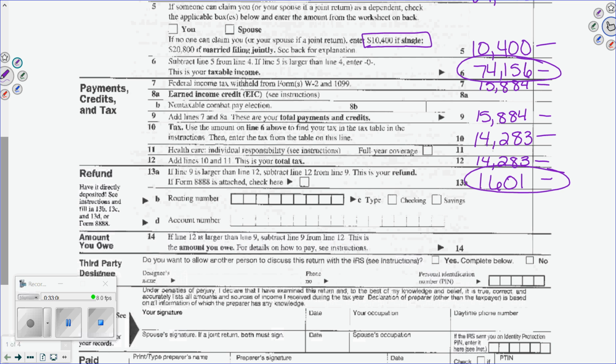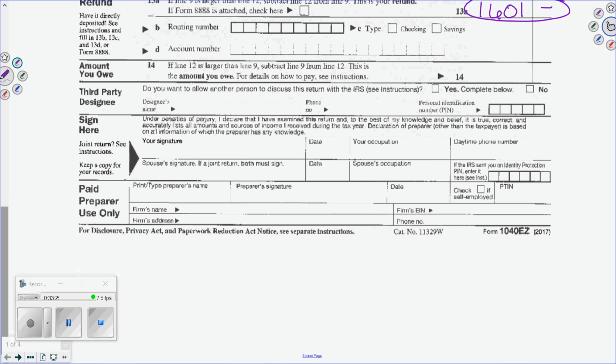Look down, then it says amount you owe for line 14. If line 12 is larger than line 9, subtract those, and that's the amount you owe. So just make sure as you're filling out forms, like we're going to do some activities tomorrow with them, test on Friday, make sure you write it in the right box. I have some people say, oh yeah, refund, and they write it down, but you actually owed $1,600, not a refund of $1,600. So make sure you're putting it in the right box, whether it's a refund or the amount they owe.